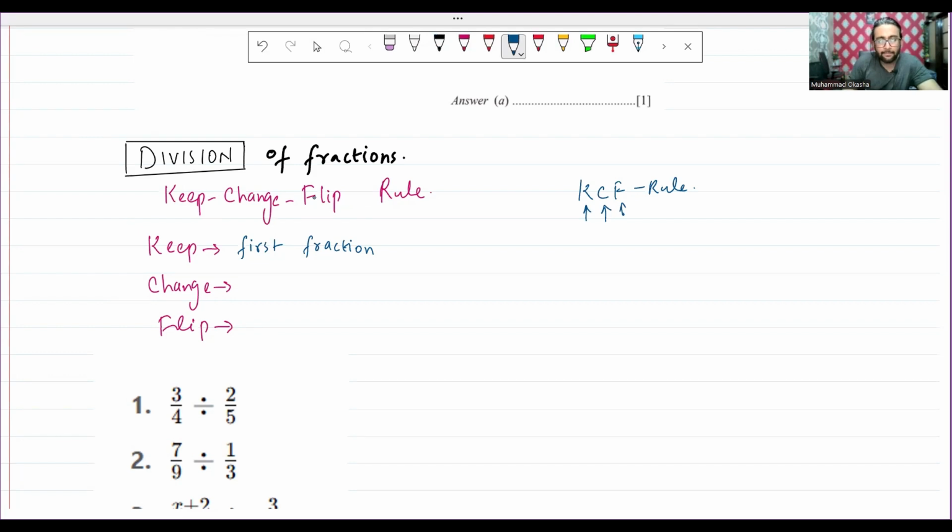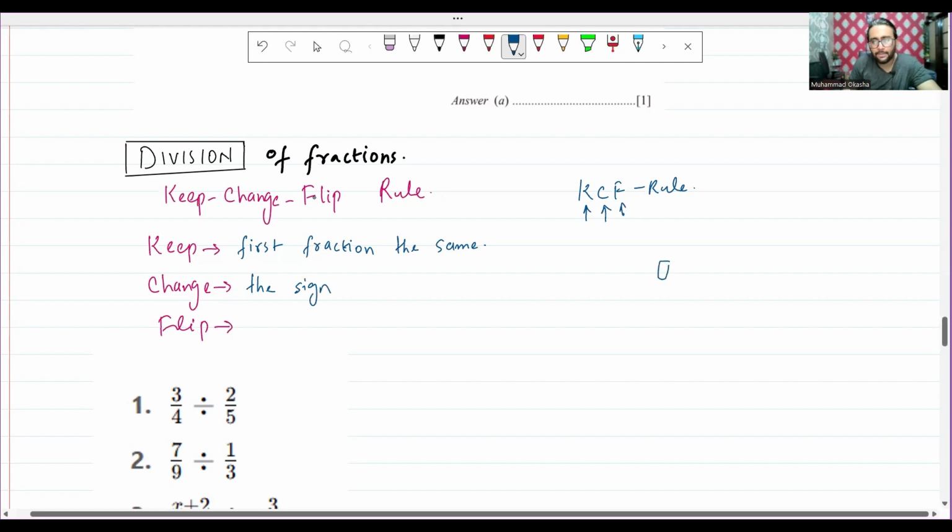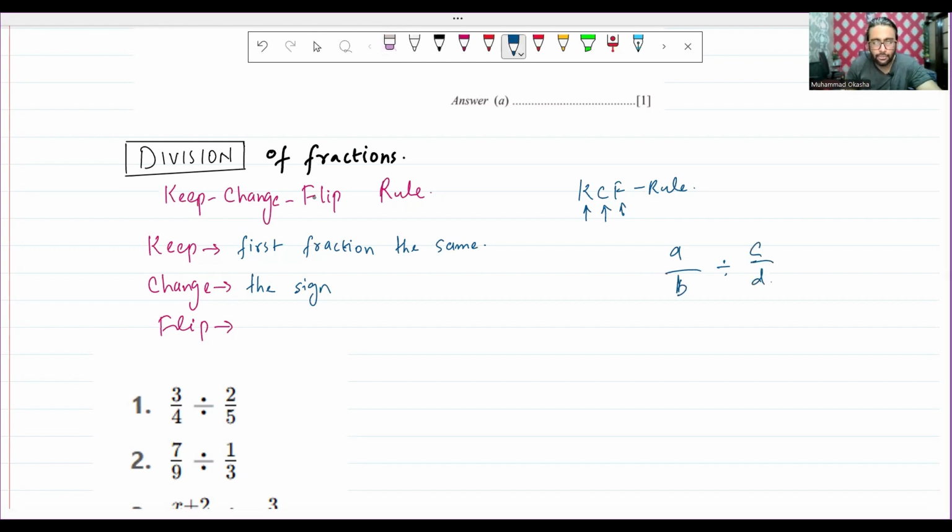So keep the first fraction the same. Do not change anything in the first fraction. Change the sign. Normally it looks like this: there is a fraction, there is a division, and there is another fraction. I'll give them names. Let's say A divided by B, and then c divided by d. So the first thing is I do not touch this fraction.